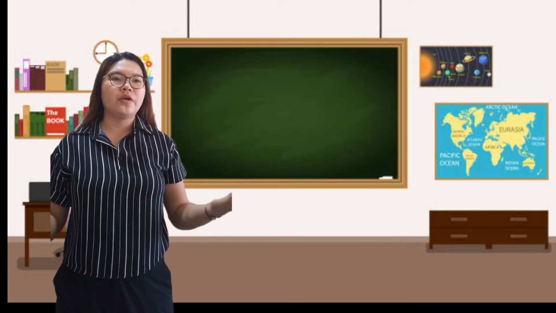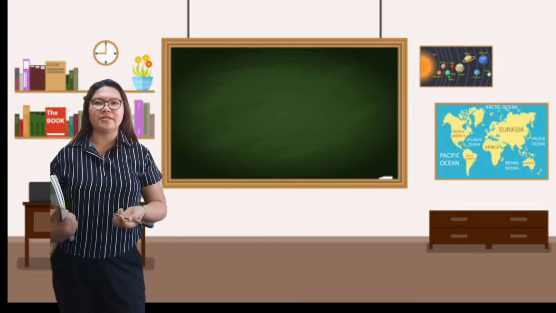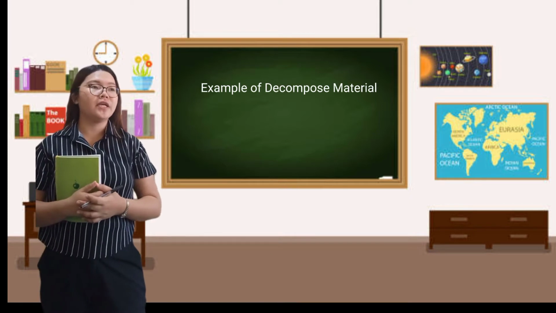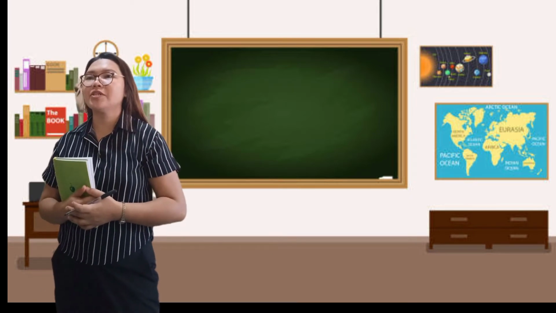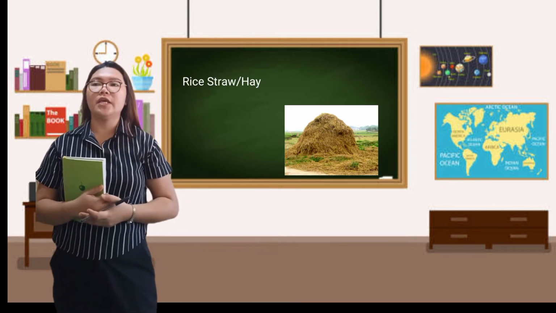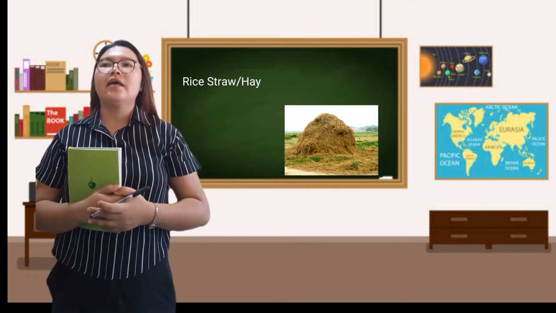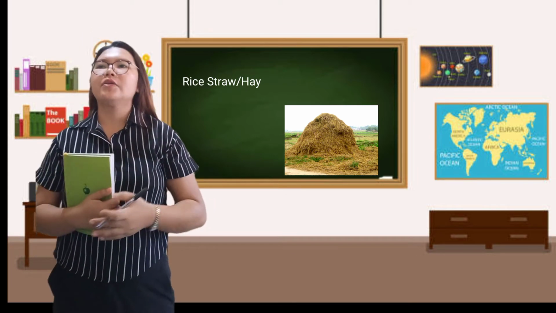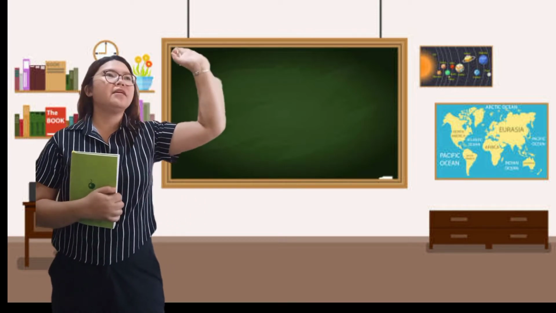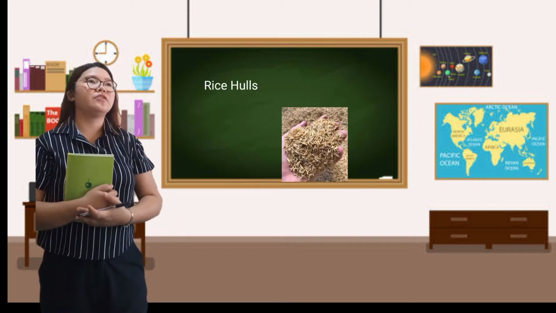In nature, soil organisms called decomposers digest organic material. Can anybody give an example of decomposed organic material? Yes, Mr. Koino? Yes, that's correct. Rice straw is one example of decomposed material that is rich in plant nutrients and can be used in mulching. Can anybody give me another example of organic mulching? Yes, Miss Colinares? That's right. Rice hull is another example.